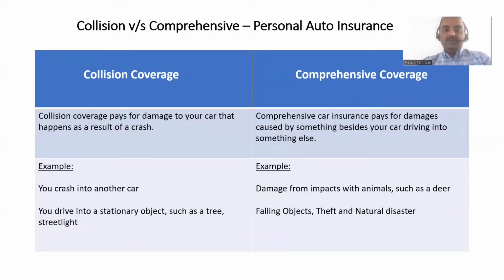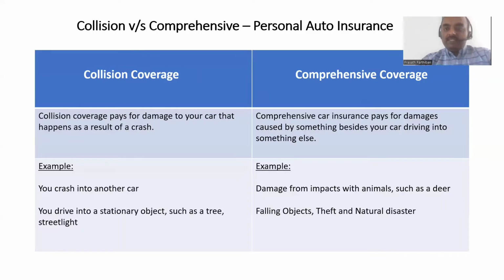If you see this example, say you drive a car and then you hit another car, then you need to use your collision coverage to cover your car losses. Say you drive your car and there was damage and you need to repair your car, and it's going to cost you $2,000 or $3,000. Then you go and use your collision coverage. Or you drive your car and then you hit a stationary object like a tree or a street light. Then you use collision coverage. The name itself explains it. Anytime you collide with something else, you use collision coverage.